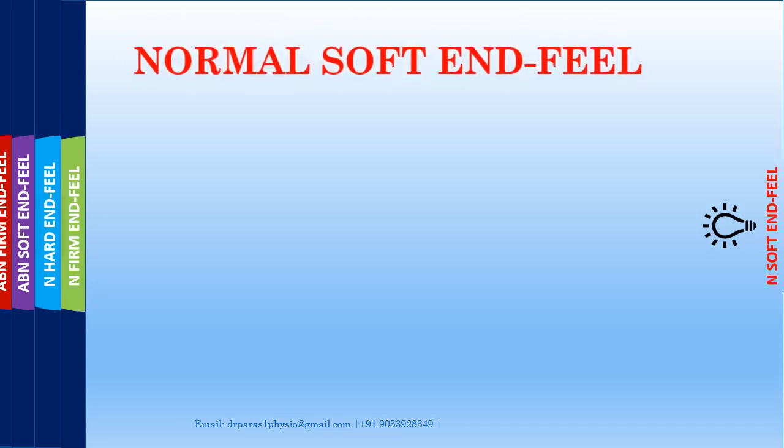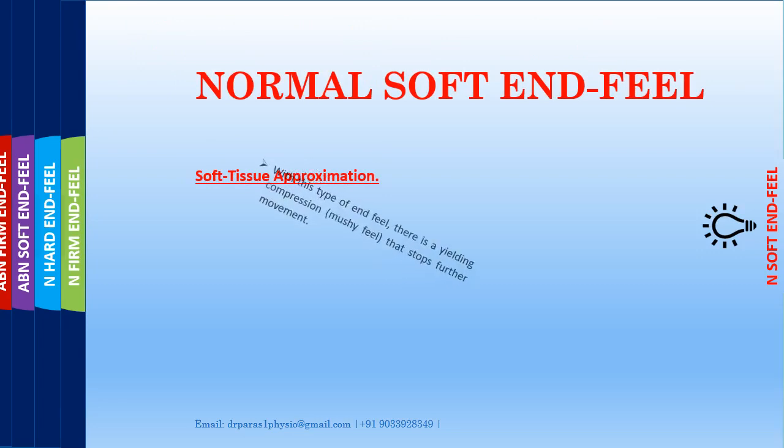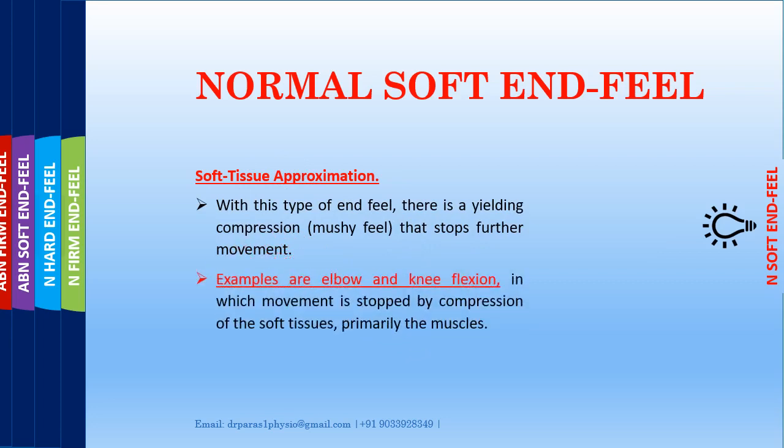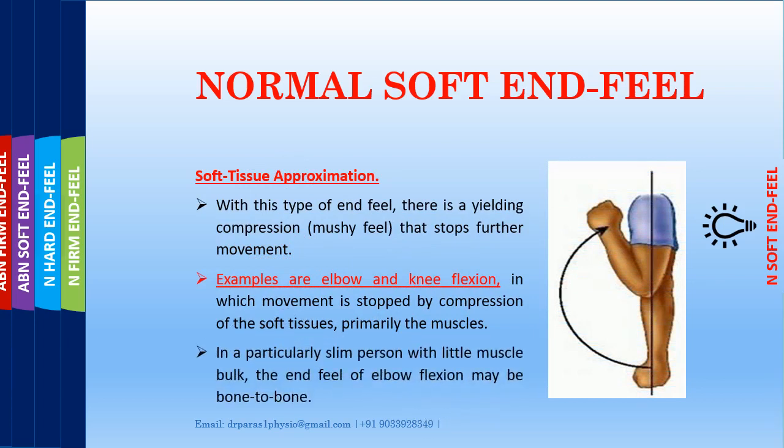Let us first see what is normal soft end feel. In that, soft tissue approximation, with this type of end feel, there is a yielding compression, that is a muscle feel that stops further movement. For example, elbow and knee flexion, in which the movement is stopped by compression of the soft tissues, primarily the muscles. In a particularly slim person with little muscle bulk, the end feel of elbow flexion may be bone to bone.